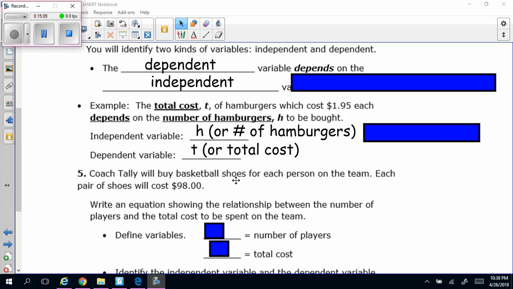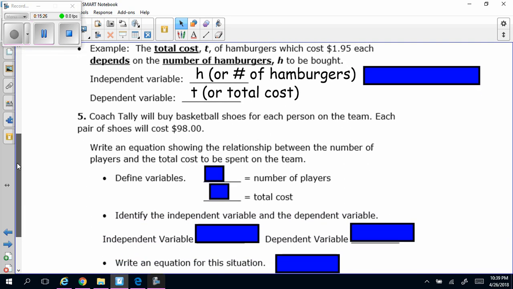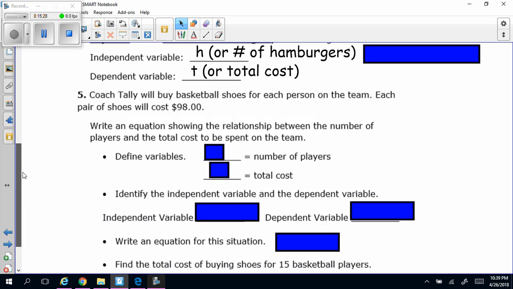So if you think about it, when you're buying these hamburgers, the total cost of how much you're going to pay depends on how many you're going to buy. All right, so the total cost depends on the number of hamburgers we're buying. So moving on to the next problem.